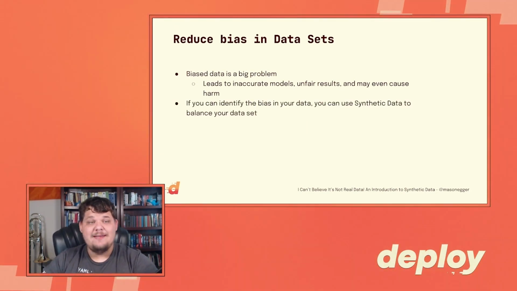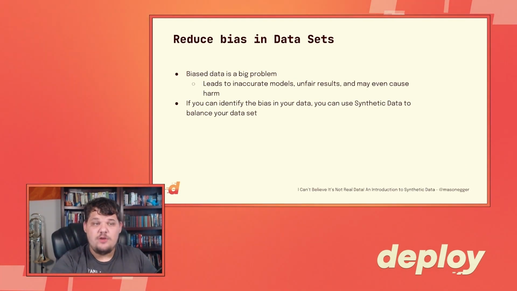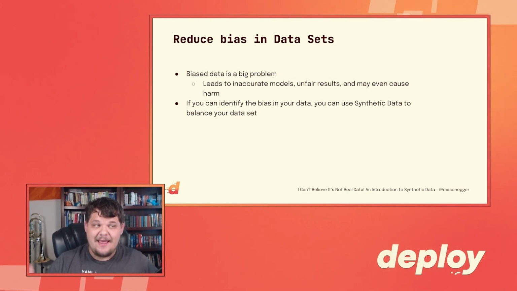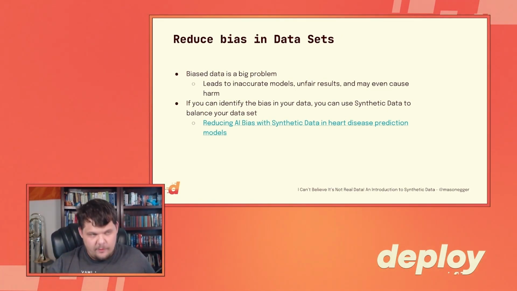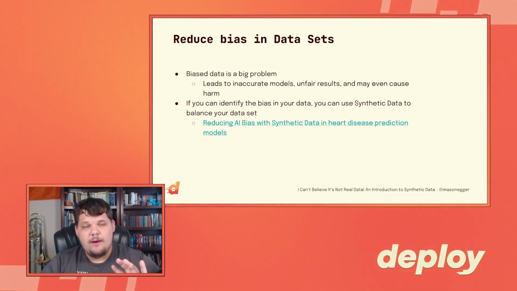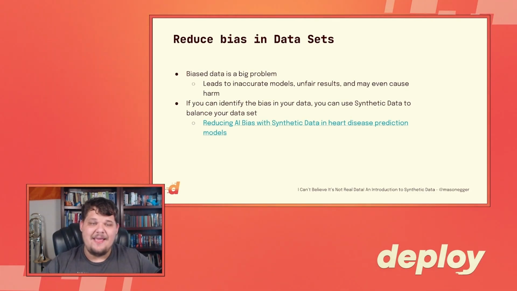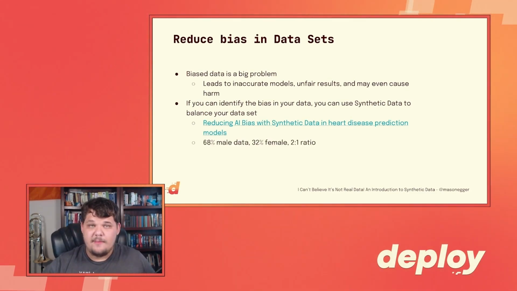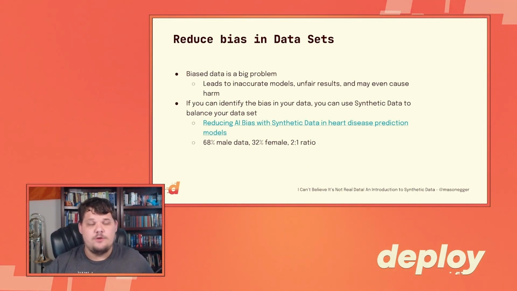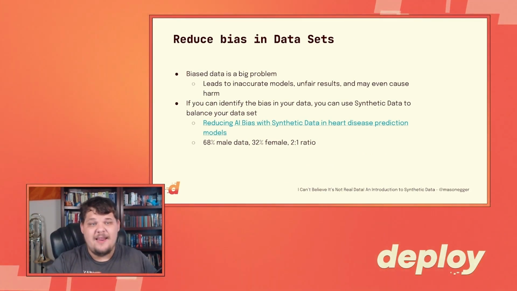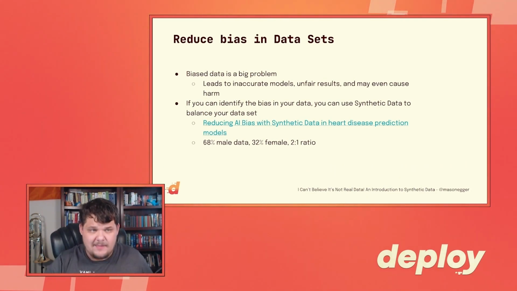However, if you can identify the bias in your data, you can then use synthetic data to balance your data set and fix the problem. There's a really cool blog post in these slides, which will be available after this talk, about reducing AI bias with synthetic data in heart disease prediction models. In this blog and in this model, 68% of the data was male and 32% was female, offsetting a 2-to-1 ratio. That's a pretty biased data set.